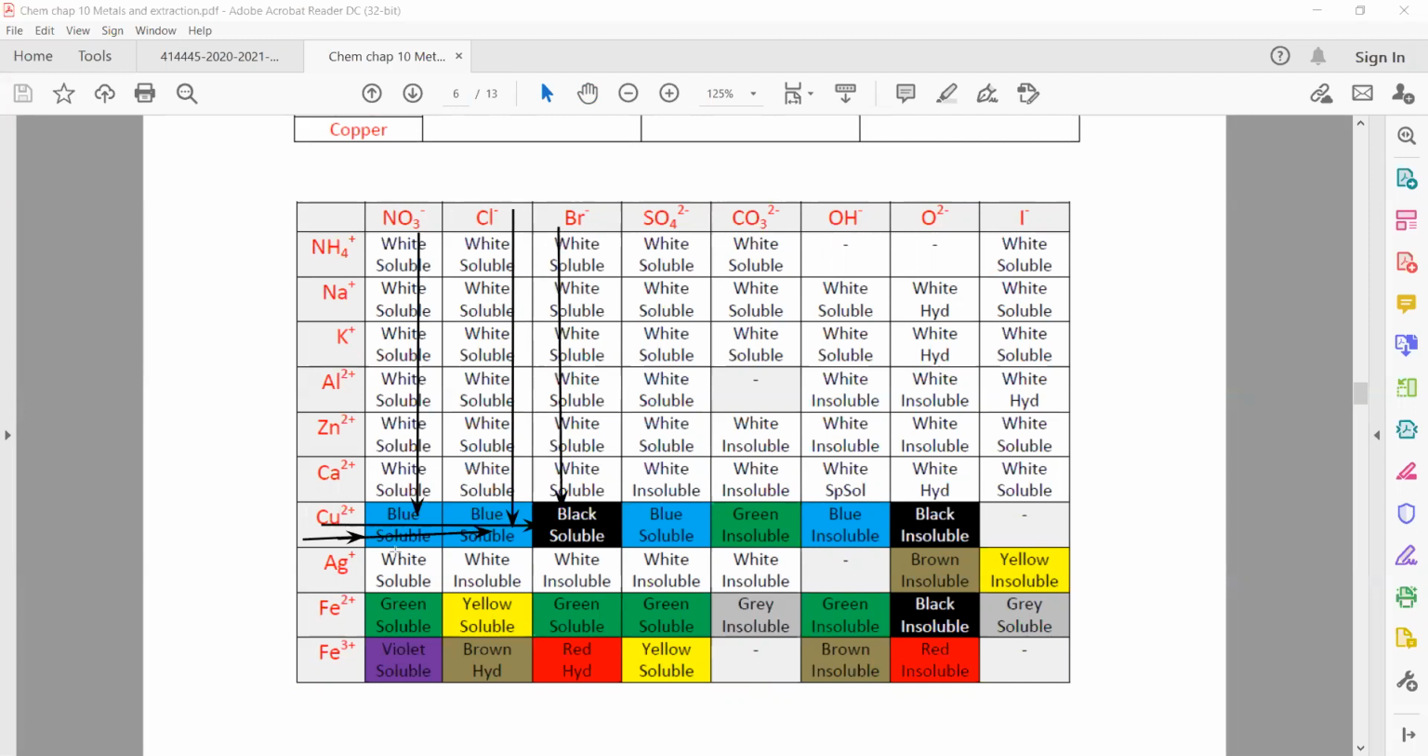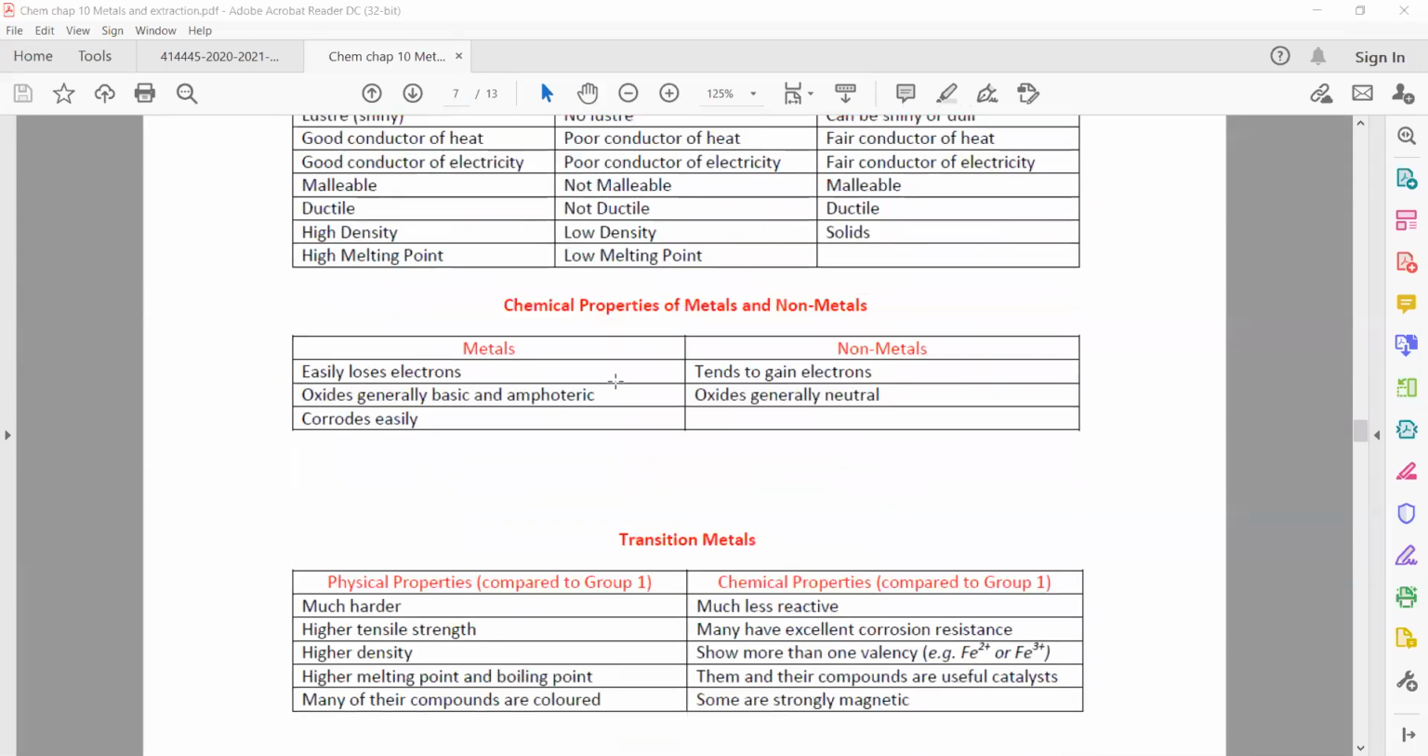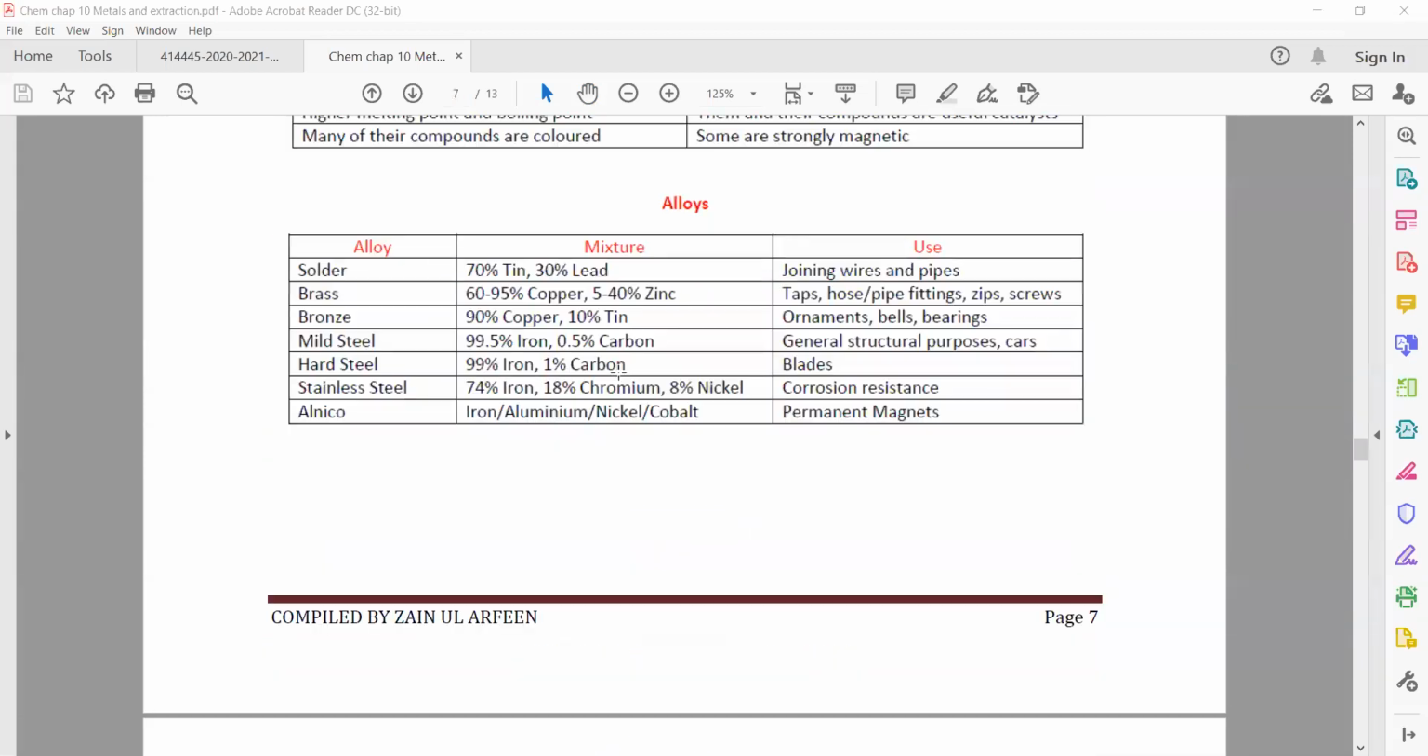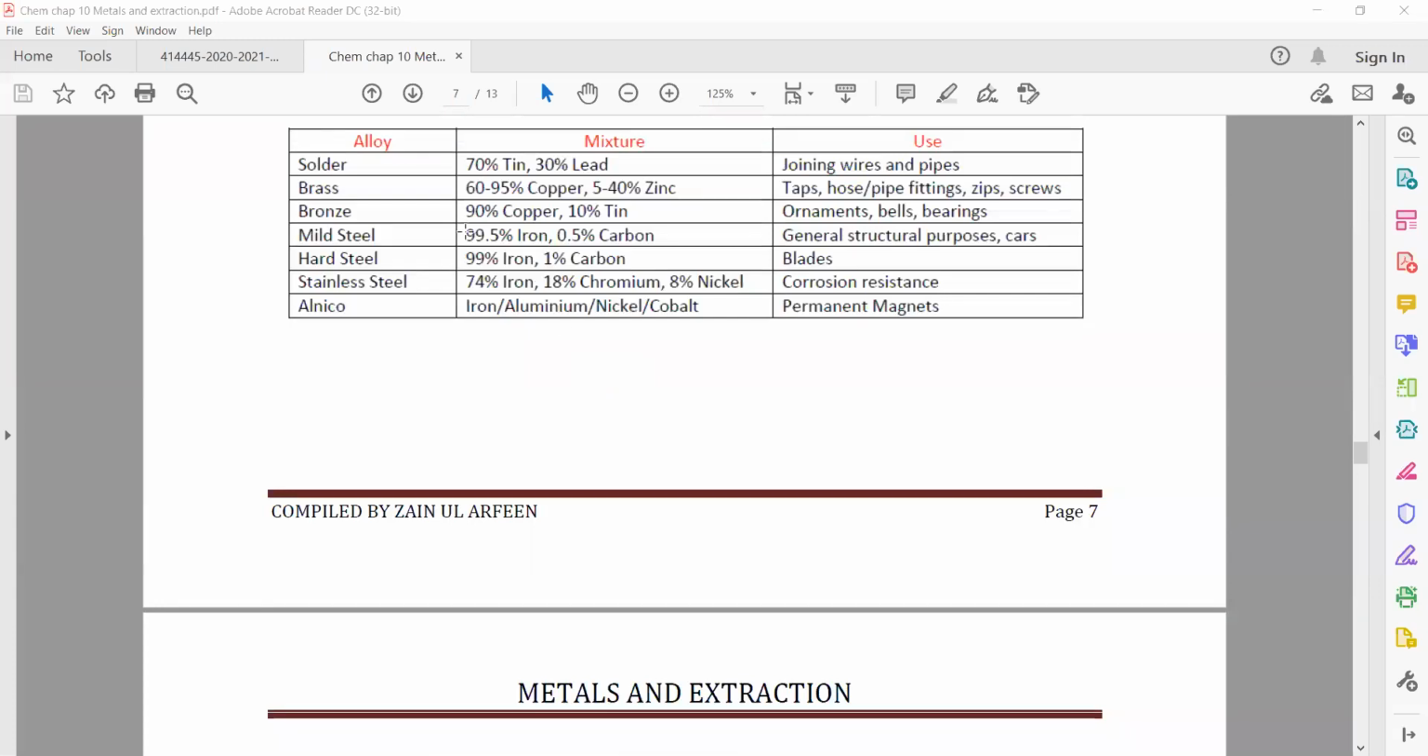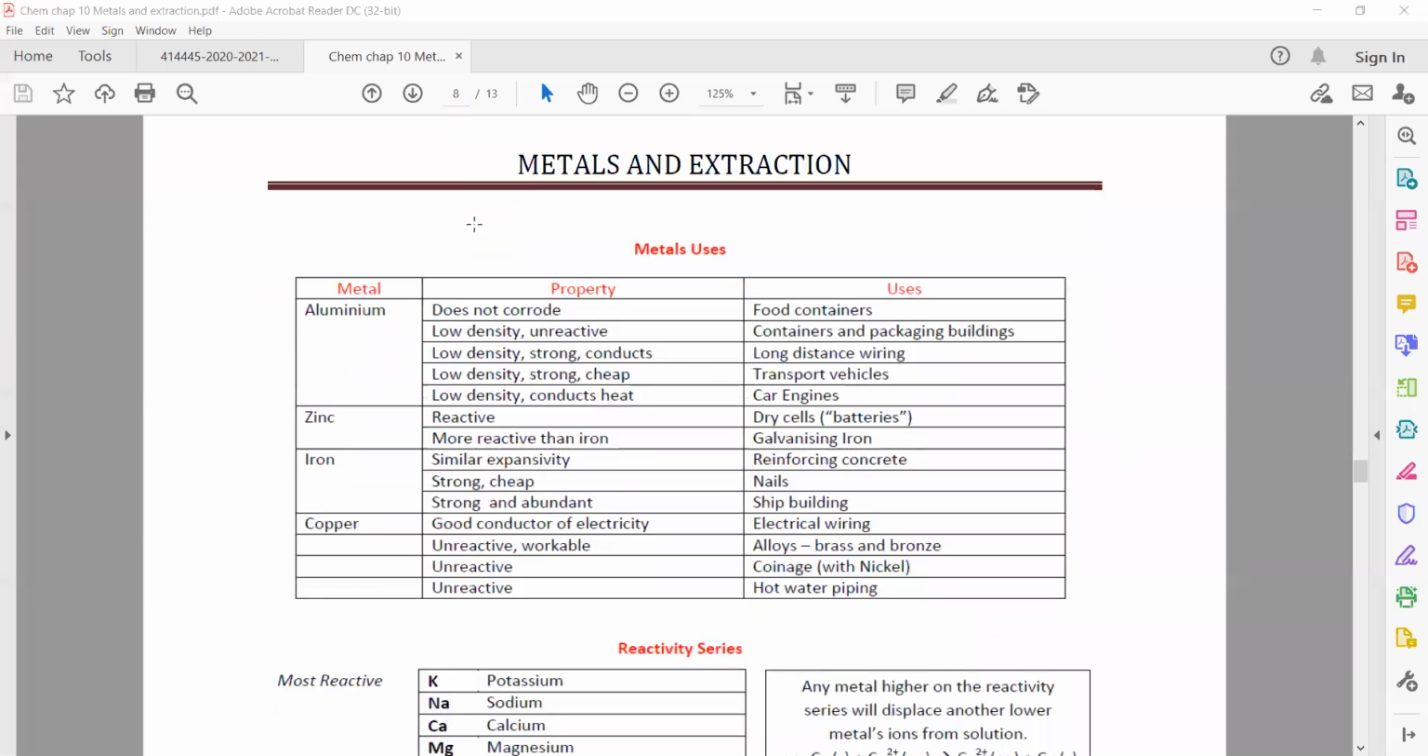Copper bromide is black in color. Copper sulfate is blue in color. Copper carbonate is green in color. Copper hydroxide is blue in color. And copper oxide is black in color. So very few substances in this table are colored, so it's better you learn the colors of these compounds. This is the composition given for different alloys and their uses.